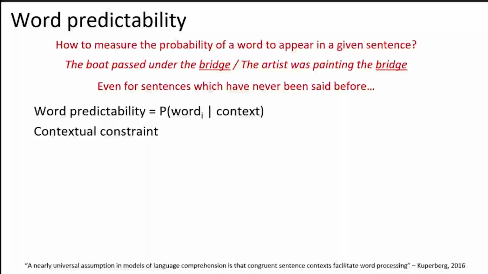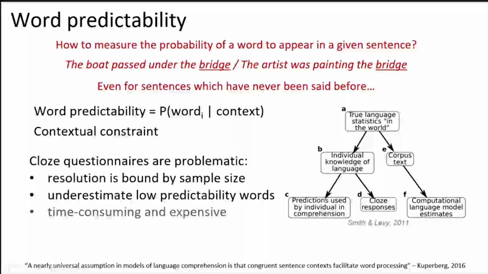I'll just give an analogy. No, I'm not going to give an analogy. Instead, I will say what we used to do is to ask a lot of people. We used to take 100 people. We would say the boat passed under the, and ask them what word goes in there. And then we see, oh, 70 people said bridge. That means that bridge is 70% predictable and so on, right?